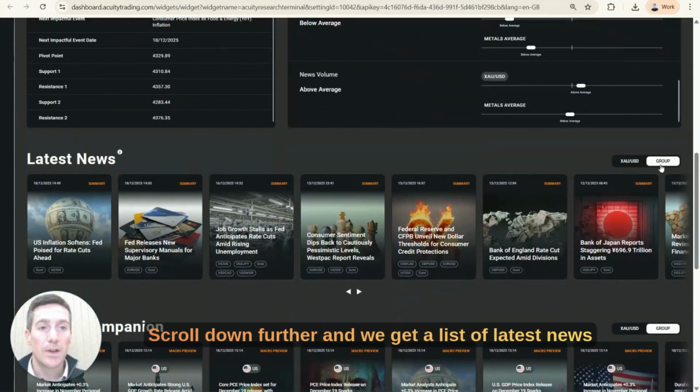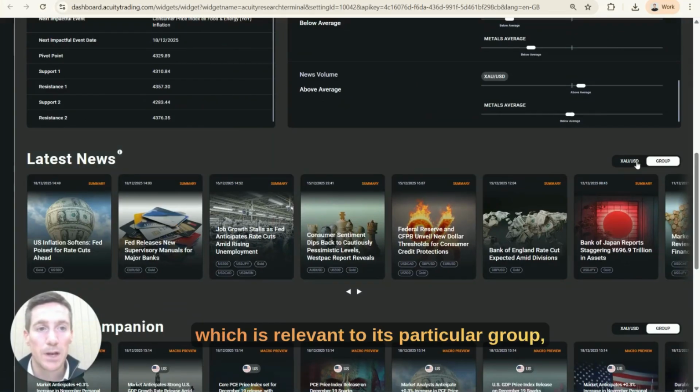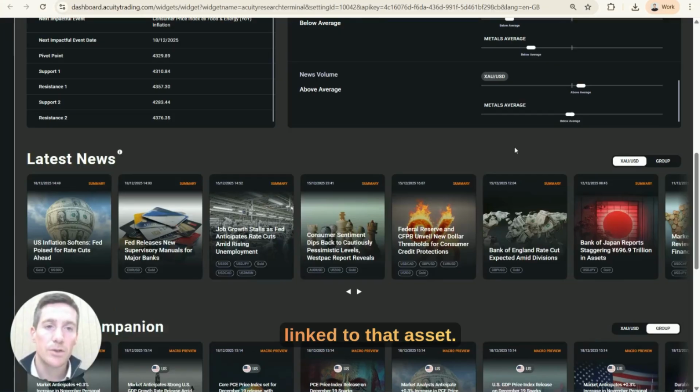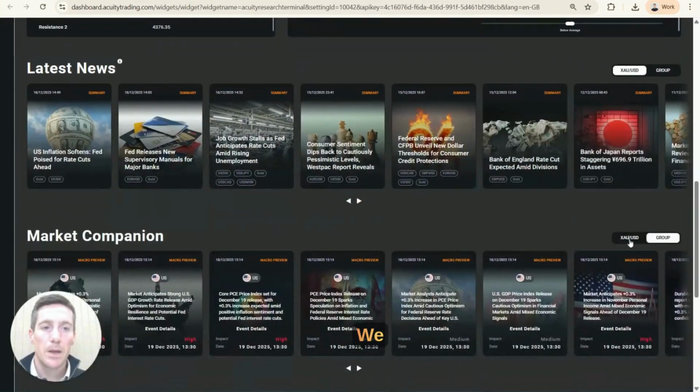Scroll down further and we get a list of latest news which is relevant to its particular group, whether it be a commodity or a currency. We can also look at news specifically linked to that asset.